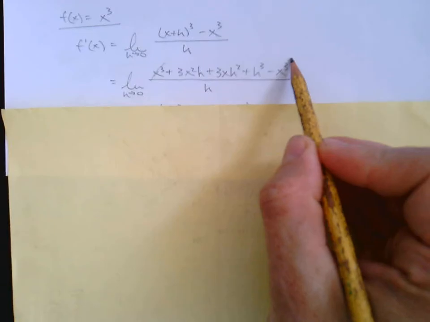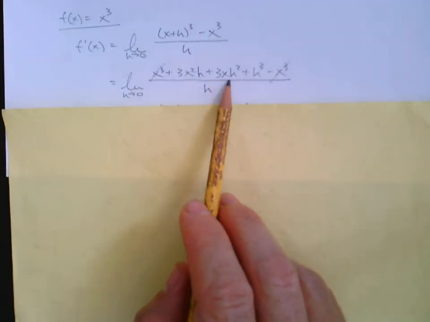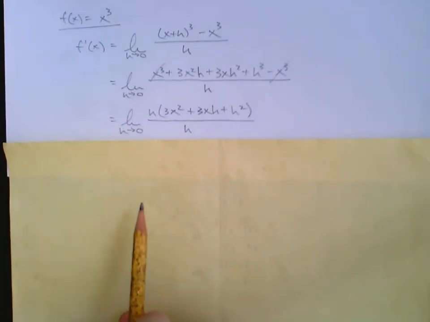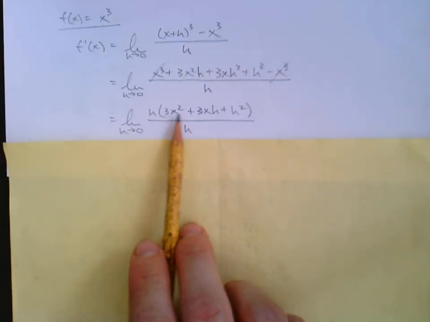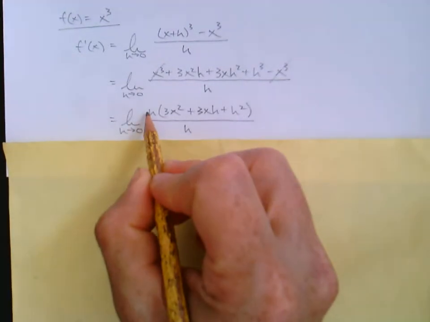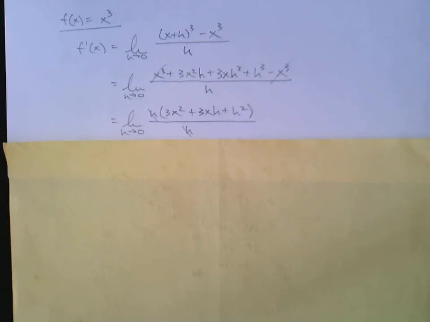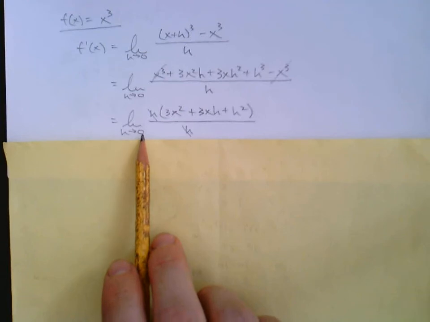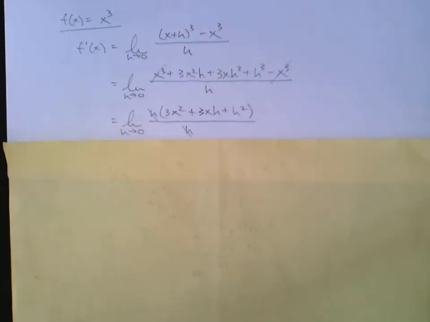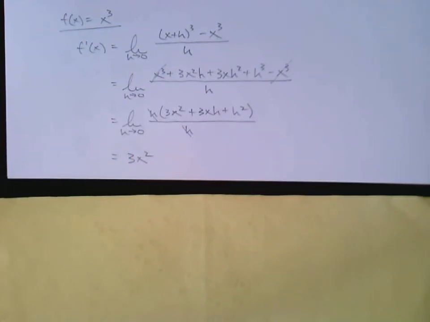Well, the x to the thirds are gone. From what's left, we can factor out an h. Leaves us 3x squared plus 3xh plus h squared. The h's cancel out. And plugging in 0 for the remaining h's, boom, boom, those are gone, and we get 3x squared. Okay. So we'll go back over here.